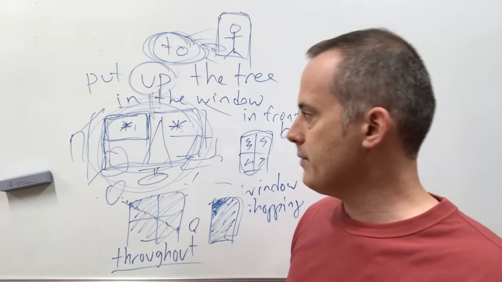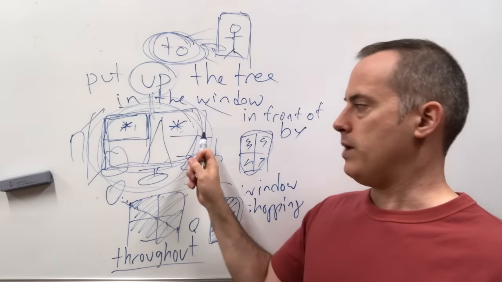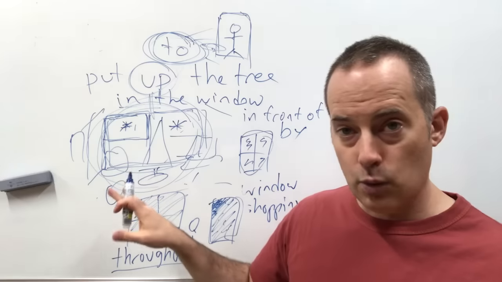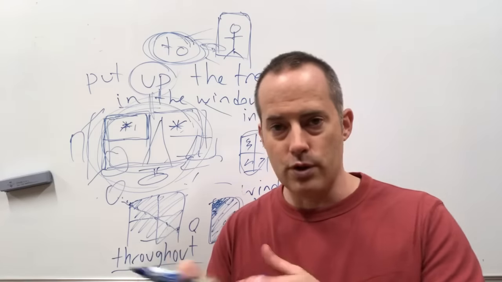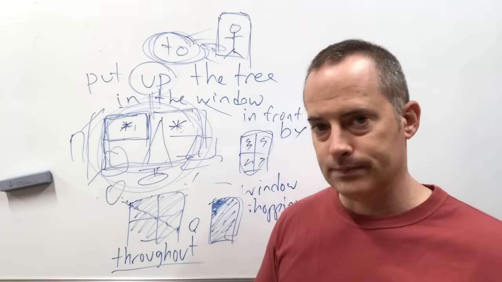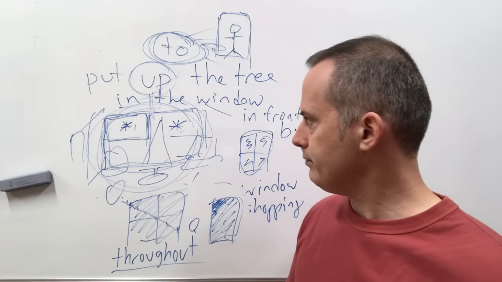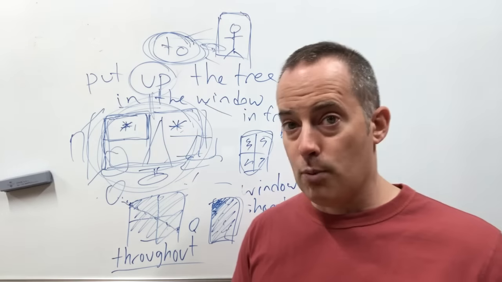Okay, so in this situation, we have a Christmas tree in the window, or we might have a grocery store with some lovely food or something in the window. Okay, now I'll give you one more example.